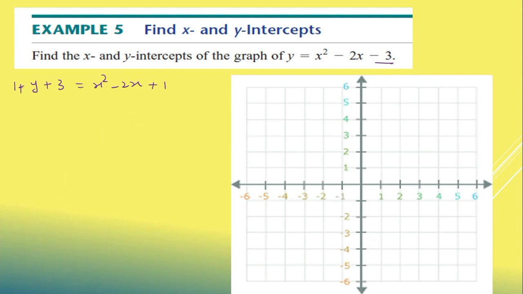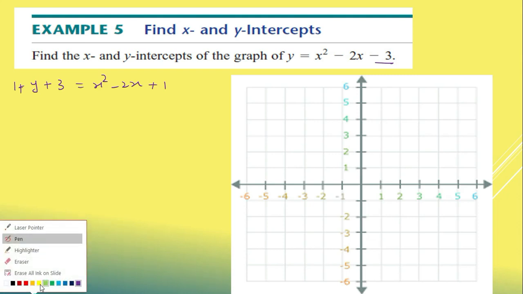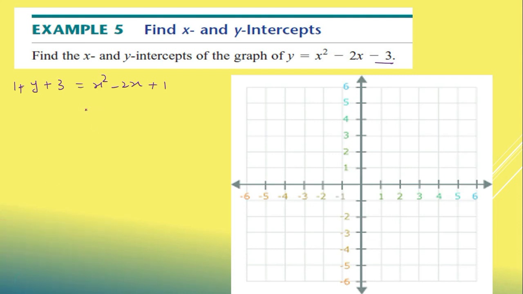What's next? Simplify. On the right side it is x minus 1 whole square. Left side it is y plus 4. Simplify further. Y is x minus 1 whole square minus 4.